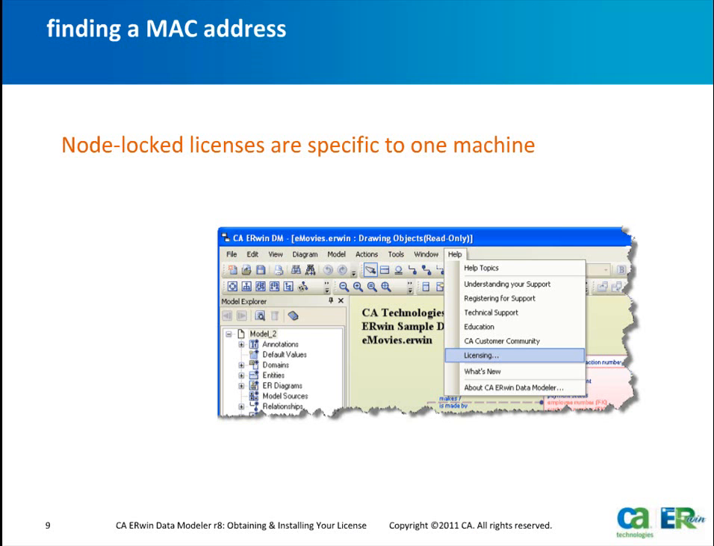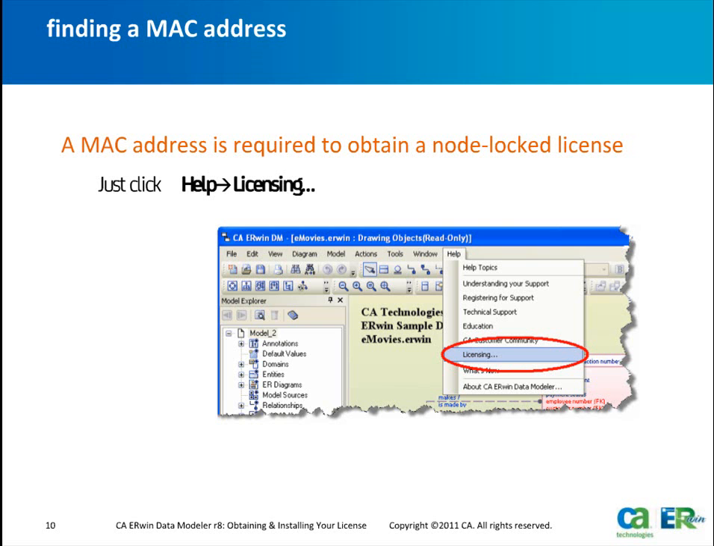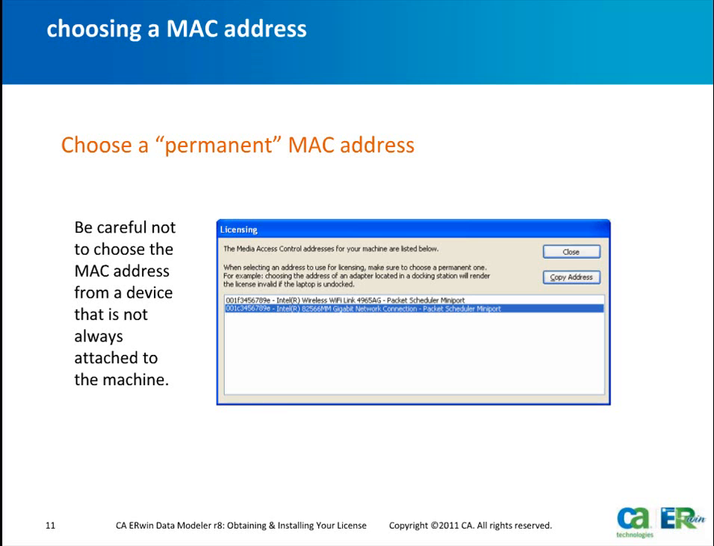The good news is that ERwin R8 makes finding and selecting an appropriate MAC address very easy. From the CA ERwin Data Modeler menu, select Help, Licensing. And a dialog will open with a list of the MAC addresses from your machine. Choose a device permanently attached to the machine. If you select a MAC address from a removable device, such as one attached to a docking station, the license would be invalid when the PC was undocked and ERwin would not run.